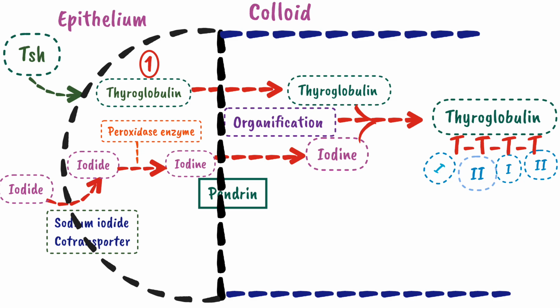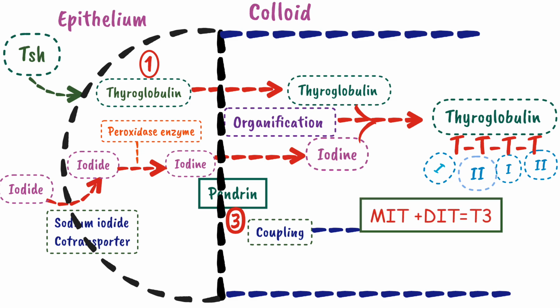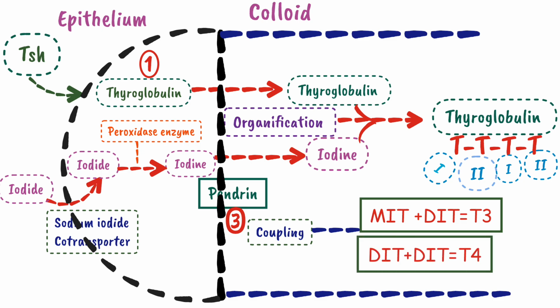After organification, there will be coupling. In coupling, there will be a combination of DIT and MIT. If the MIT and the DIT combine, it will form T3. But if the DIT and the DIT combine, it will produce T4. Generally, in the coupling, there is more T4 production than T3, but the T3 form is more active.